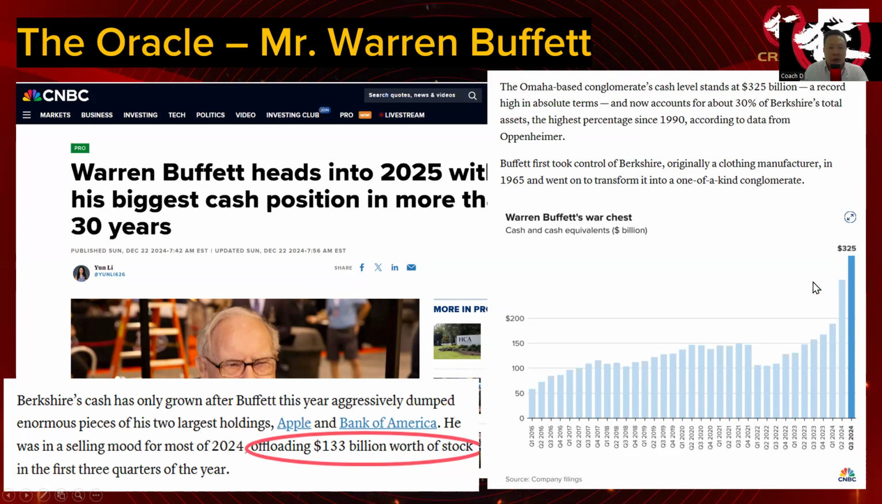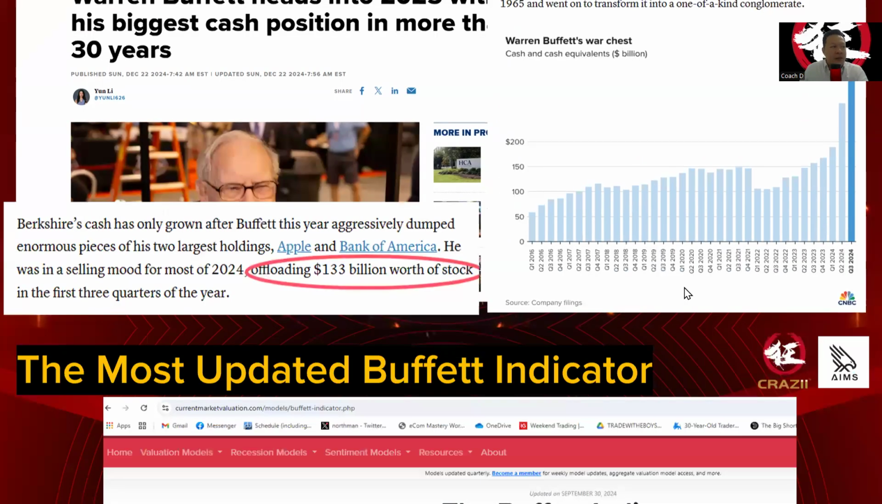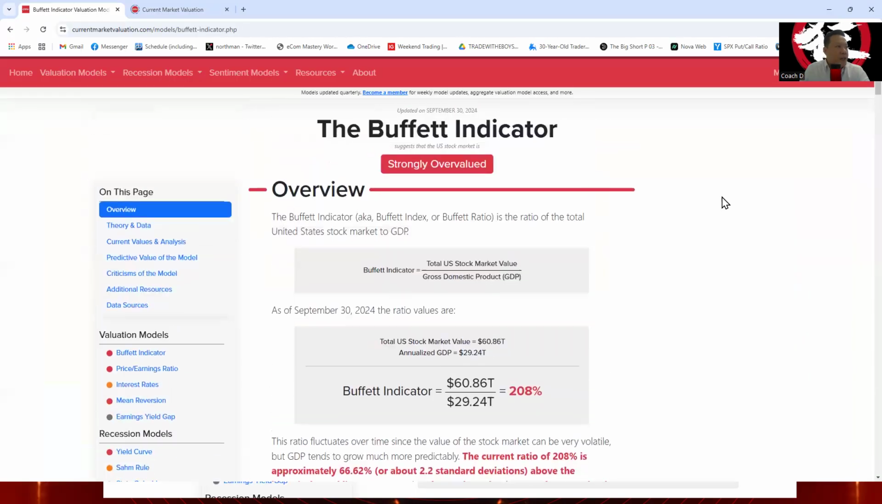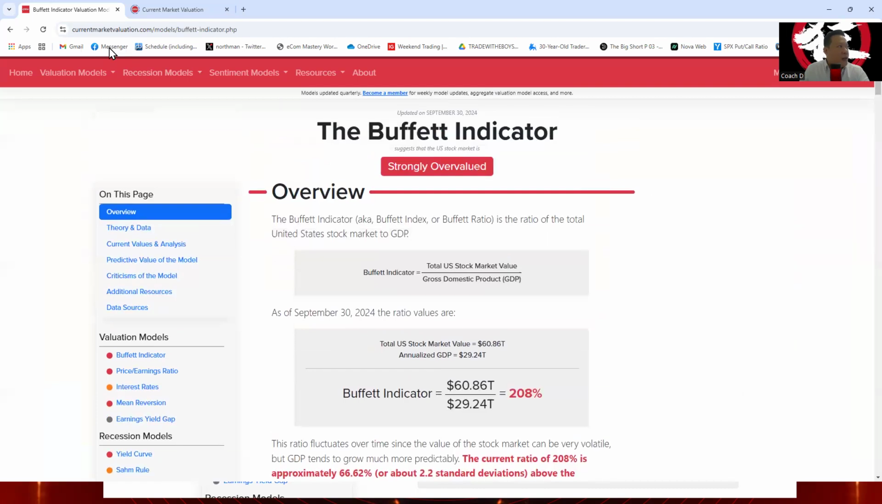And one thing to note: if he's selling, what he's trying to tell us is that basically something is wrong. I'll show you now the most updated Warren Buffett indicator I have seen for a long time. I'm going to the chart right now to show it to you. So this is the Warren Buffett indicator. It's on currentmarketvaluation.com. You can go there and take a look.